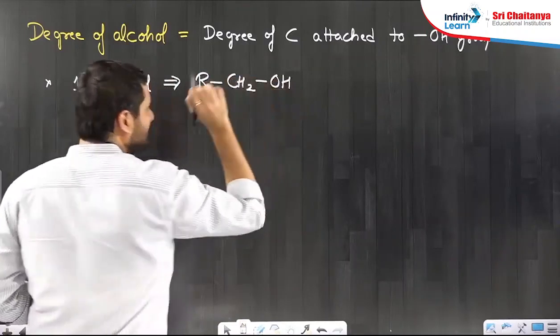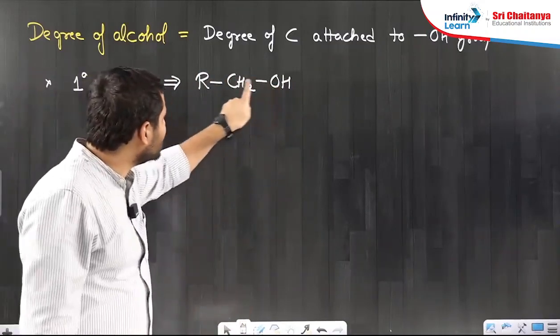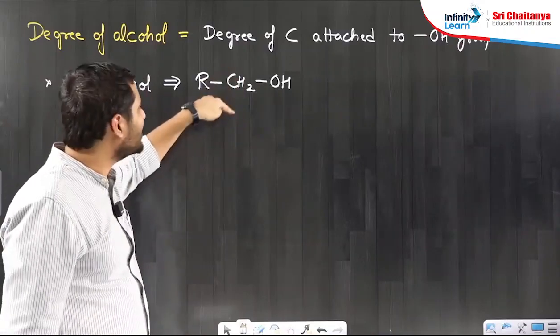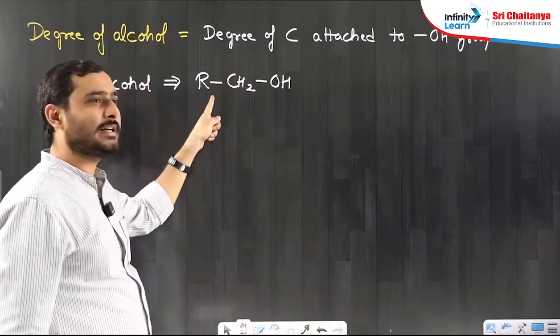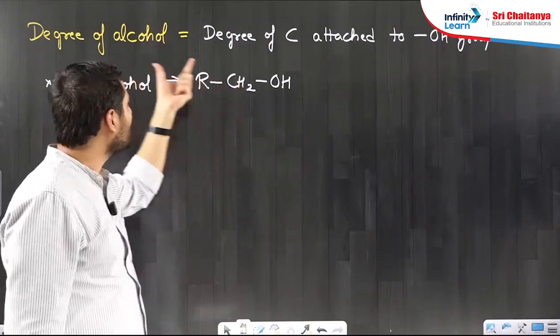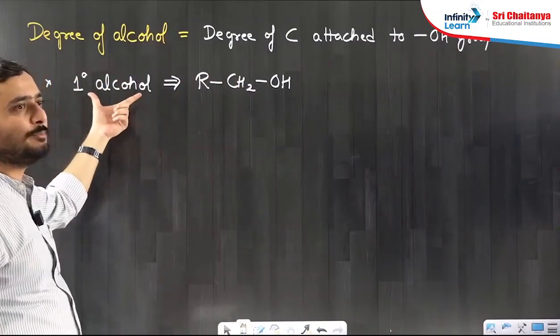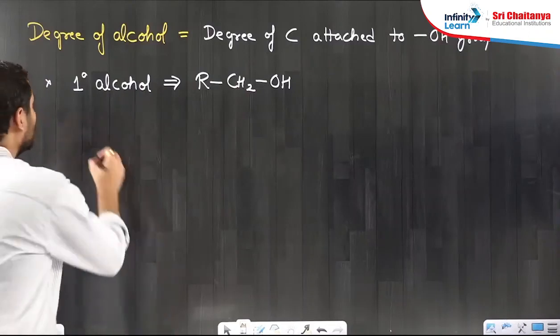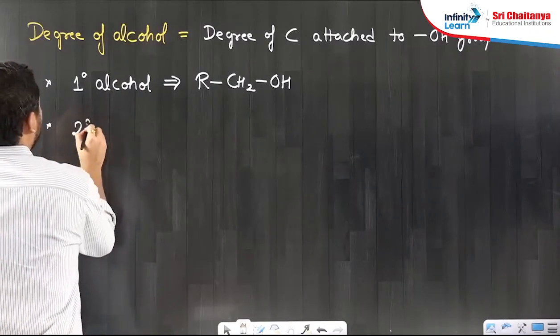RCH2OH. Now if you check, this OH is directly attached to this carbon. How many hydrogen are present? 2, and 1 carbon is attached. So this carbon is primary carbon. So that's why alcohol is called as which alcohol? Primary alcohol. Clear? Next is secondary alcohol.